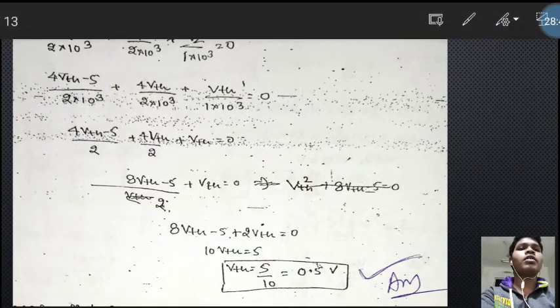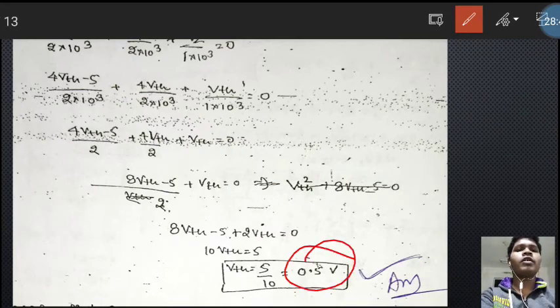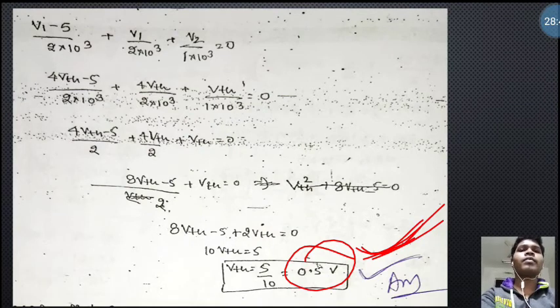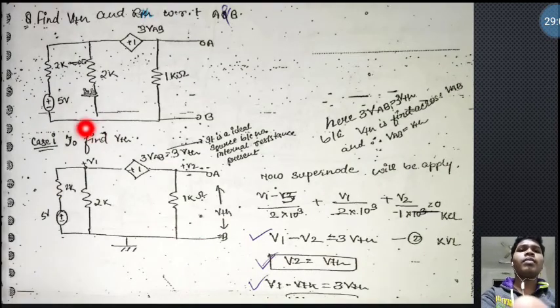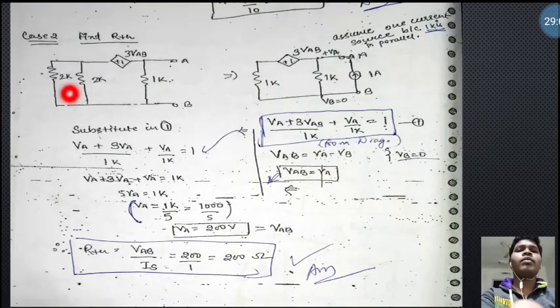Okay, so the Thevenin's voltage is what? 0.5 volt. Okay, so this is our first solution, the Thevenin's voltage. Now come to the Thevenin's resistance. Now see, the dependent source cannot be removed, and the independent sources can be removed. So the voltage source is removed here, that is the 5 volt is removed here, and the 2k resistors are in parallel connection, that's why 1k is there.